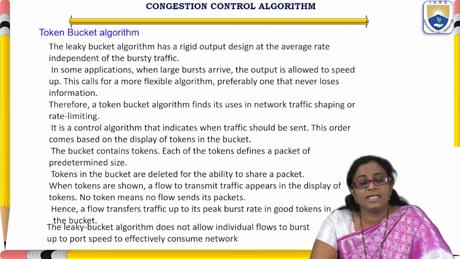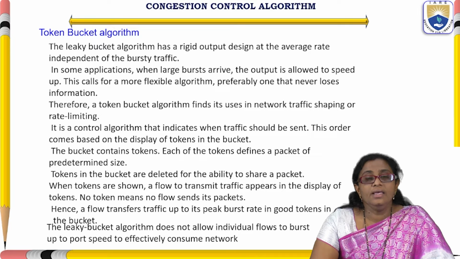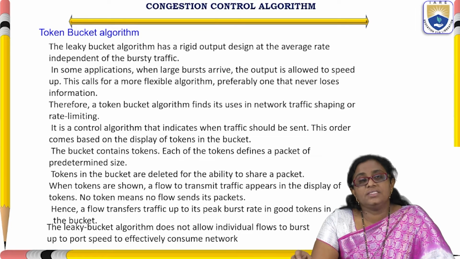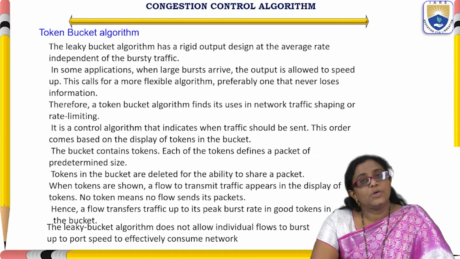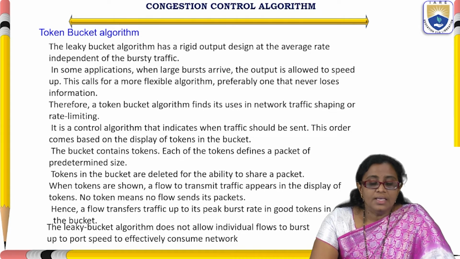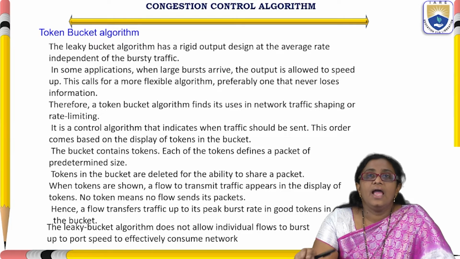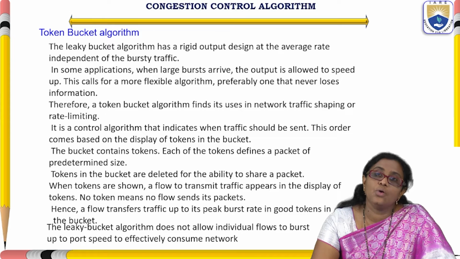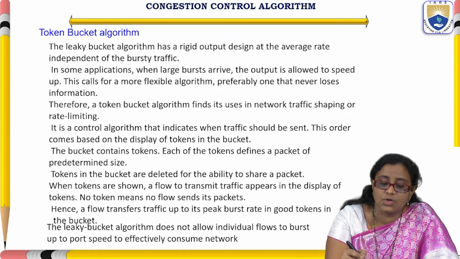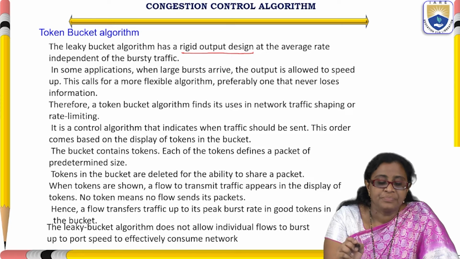This is the second type of congestion control algorithm technique. As we have already seen the first technique, which we call the leaky bucket algorithm, the second one is the token bucket algorithm. The leaky bucket algorithm has a rigid output design at the average rate of the incoming packets, as well as the outgoing, independent of the bursty traffic.